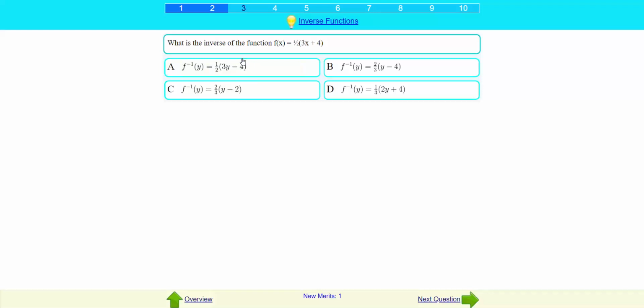Alright, interesting. What is the inverse of the function f of x equals half of 3x plus 4? So you have y equals half of 3x plus 4. So it's like 2y equals 3x plus 4. And then it could go 2y minus 4 divided by 3, and that's x. That's the inverse.